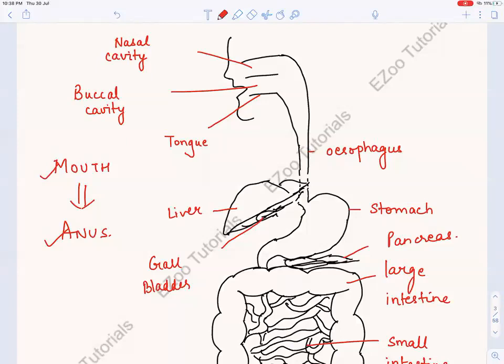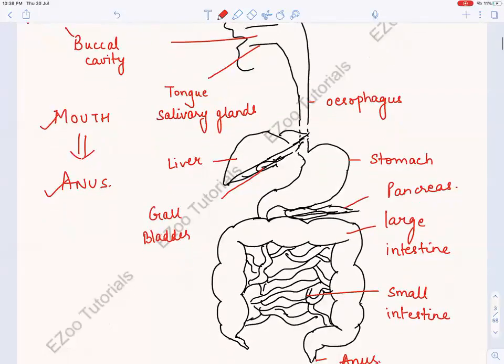These are all the structures, and there will be many others. Like in the buccal cavity, what will come? Teeth will come, okay? So we'll study teeth structure and different types of teeth. Then the tongue, and then we'll study the salivary glands when we are studying the structures. When we are studying the liver, we'll be studying the cells. So we will be doing all these things.